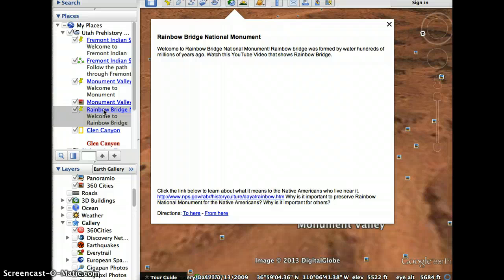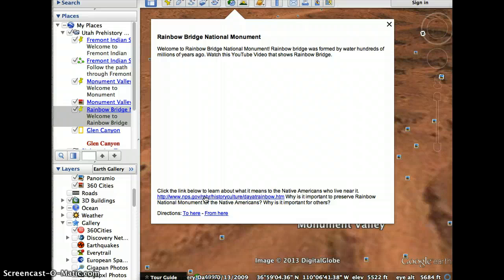Canyon. And there's a YouTube video that will pop up right here, and they'll watch a video of some people who were hiking near Rainbow Bridge, and they had a video of it. That's really cool. And then they're going to read at this website about what Rainbow Bridge means to the Native Americans who live near it, because it's kind of a sacred place to them.